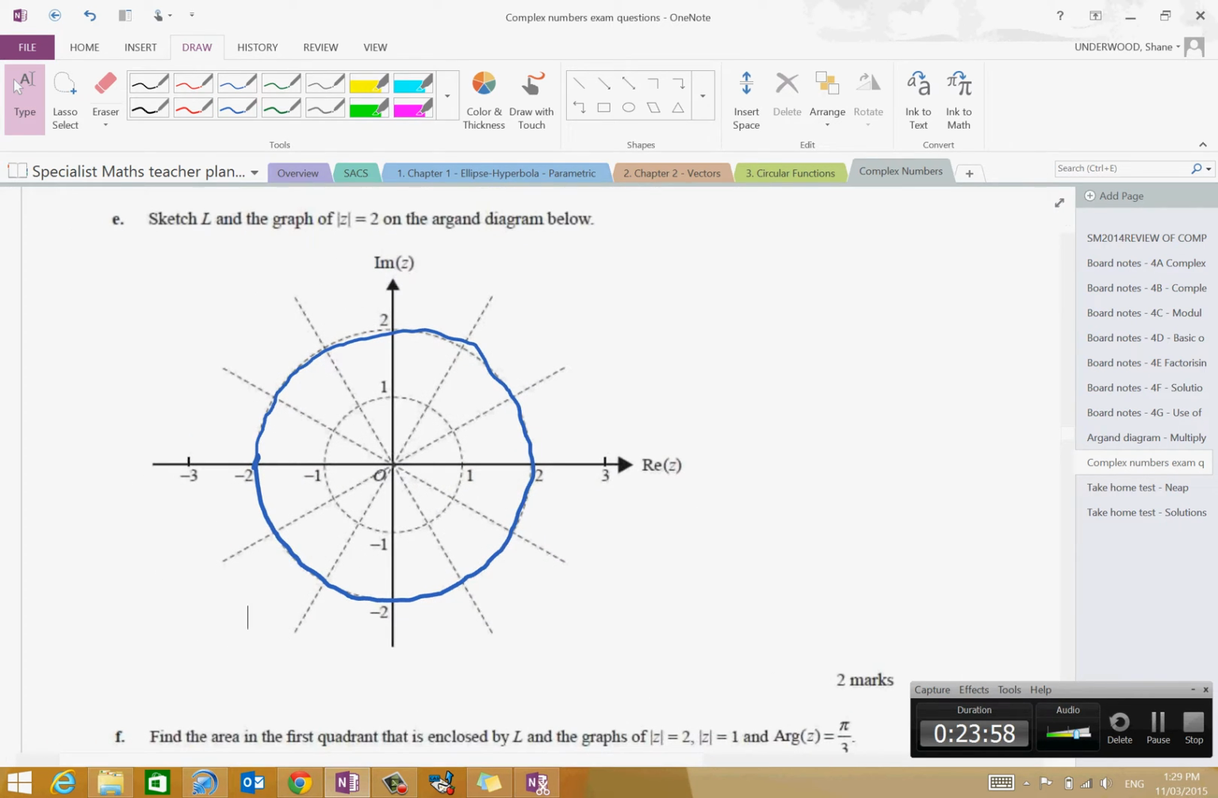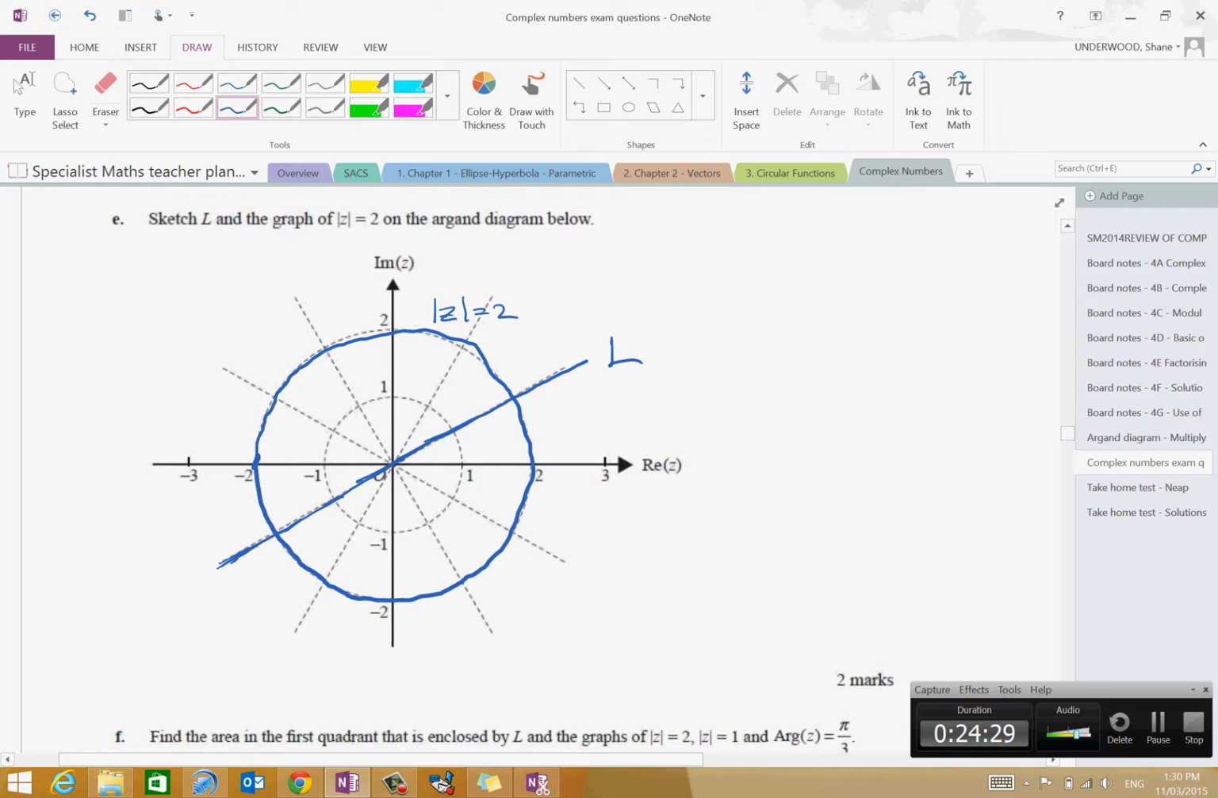Now you've got to think about it. What was the argument? The argument was negative 5 pi on 6. Isn't this negative 5 pi on 6? This line here? So therefore, this is the graph of L. So this is the graph of L, and this is the graph of mod z equals 2. Sketch L and that's all we need.